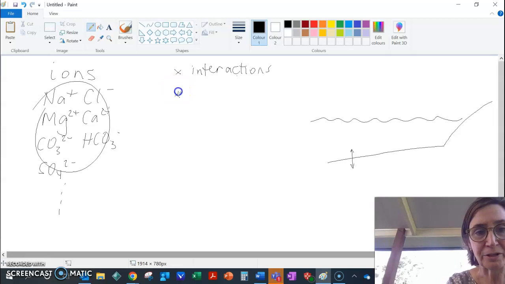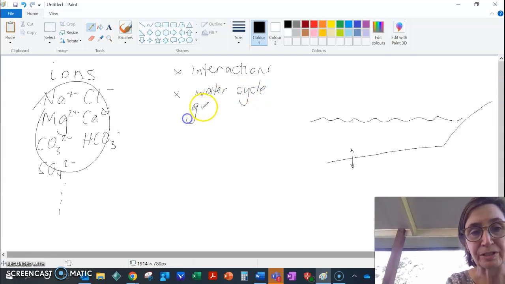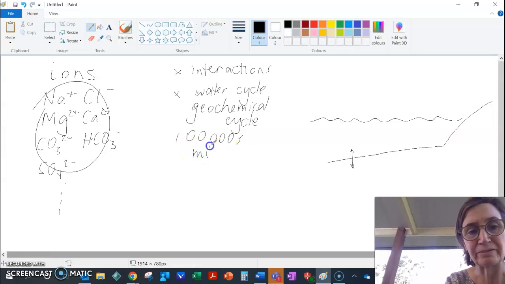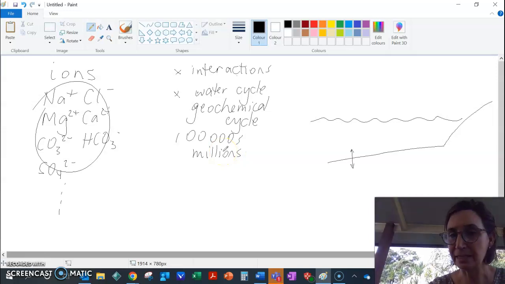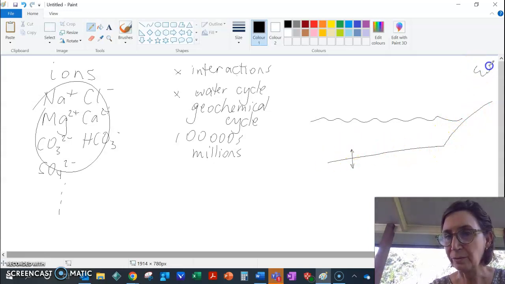The second way is, well, they're both slow processes, but this is also a slow process, the water cycle, but I'll just call it a geochemical cycle. All right, and this takes hundreds of thousands or millions of years to progress. So what happens is we've got some land here, and then there's the ocean. Of course, it rains on the land, rains on the ocean as well, but we don't care about that for now.